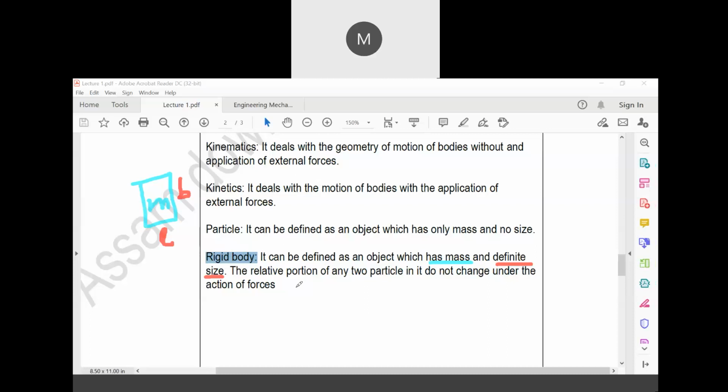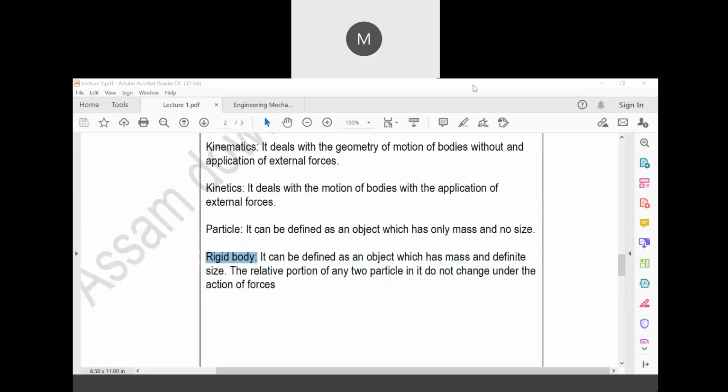But this kind of body is called a rigid body. Now, in a rigid body, the relative position of any two particles does not change under the action of force. That means if some force is applied on this body, the relative position of the particles in this body is not going to change. That's it. Okay.